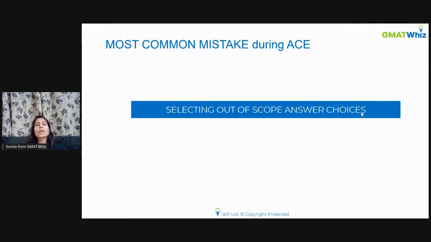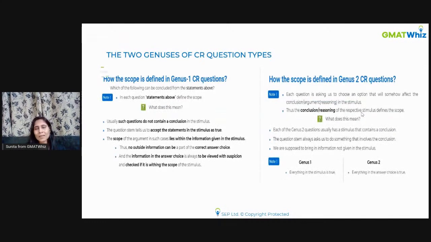this is something that you can learn at the GMAT Viz platform. You can learn how to define the scope of different CR question types, and therefore you can also learn how to eliminate the incorrect choice because it is out of scope. So once you learn how to set the scope of questions, then only you can choose what is within that scope and what is not within that scope. Okay, so towards that extent, it is very important to understand what defines the scope of conclusion.